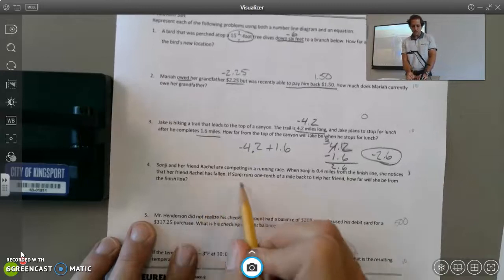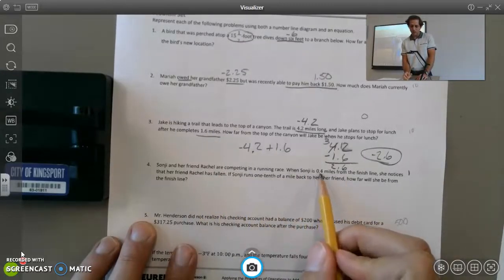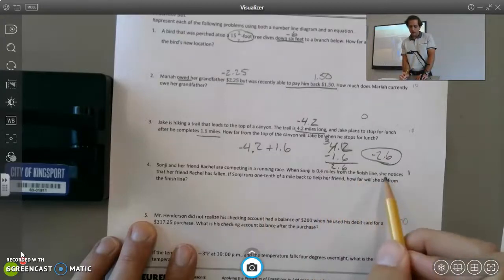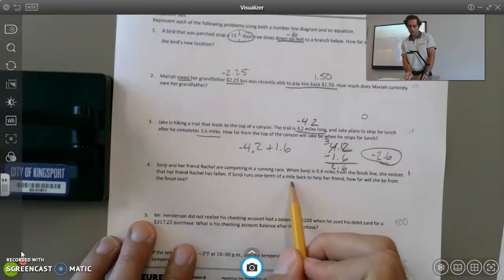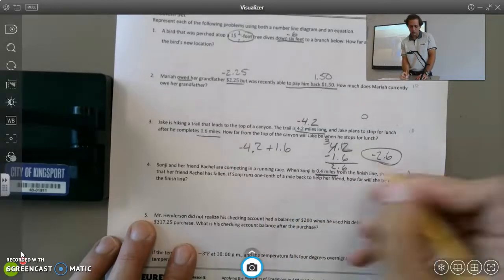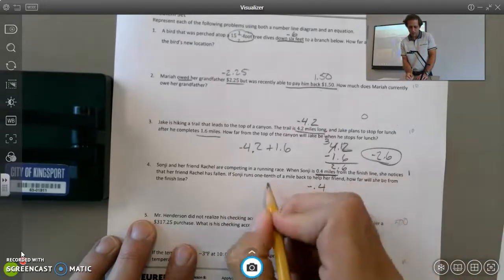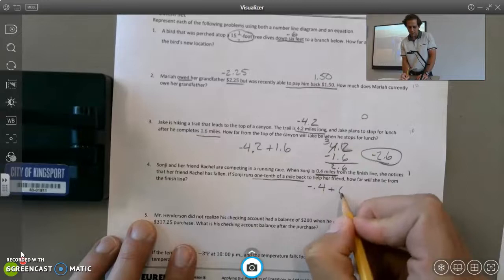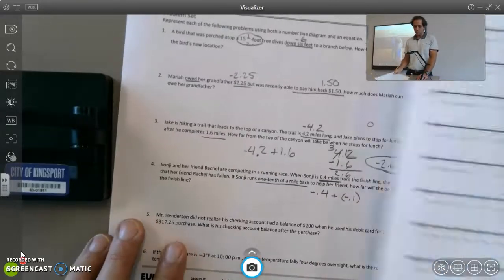Sanji and her friend Rachel are competing in a running race. When Sanji is 0.4 miles, or 4 tenths of a mile from the finish line, she notices that her friend Rachel has fallen. She runs 1 tenth of a mile back to help her friend. So 4 tenths of a mile from the finish line, that's going to be a negative 4 tenths. And she goes back 1 tenth of a mile, so that's going to be another negative value. So she's going to be moving in the negative direction both times.